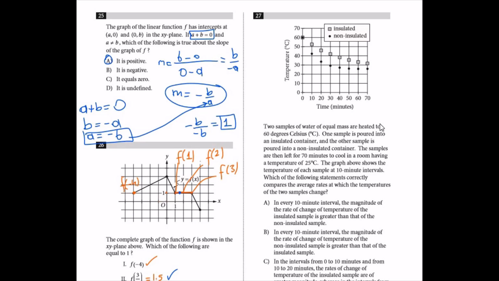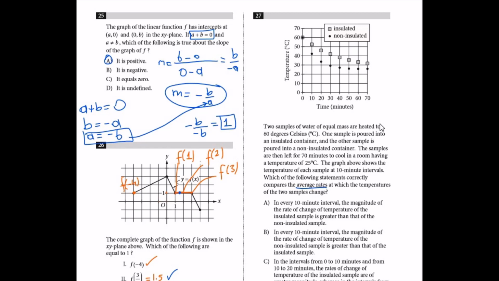Two samples of water of equal mass are heated to 60 degrees Celsius. One sample is poured into an insulated container and the other sample is poured into a non-insulated container. The samples are then left for 70 minutes to cool in a room having a temperature of 25 Celsius. The graph above shows the temperature of each sample at 10-minute intervals. Which of the following statements correctly compares the average rate at which the temperatures of the two samples change?